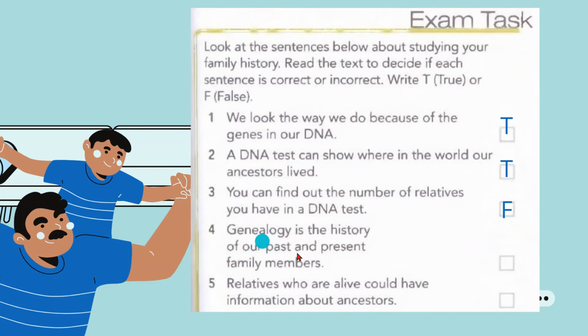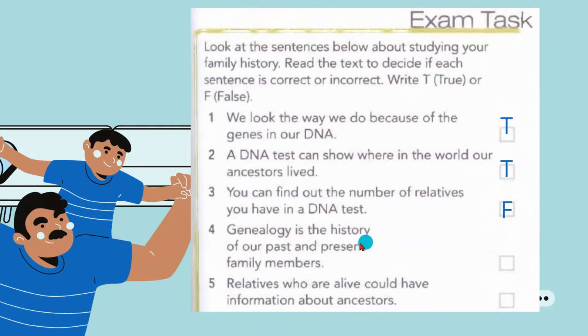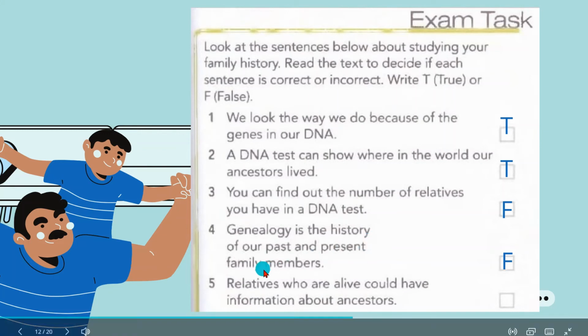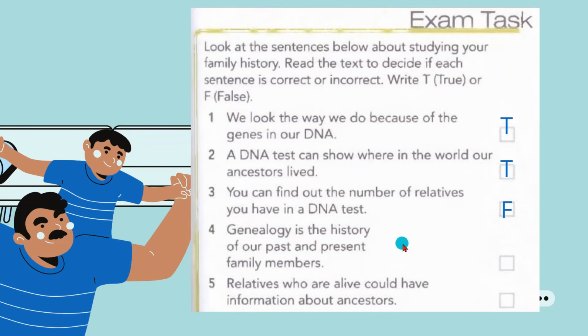Number 4. Genealogy is the history of our past and present family members. I think it's only the history of our past. So this sentence is incorrect, and you write F. Number 5. Relatives who are alive could have information about ancestors. Of course. It's true.